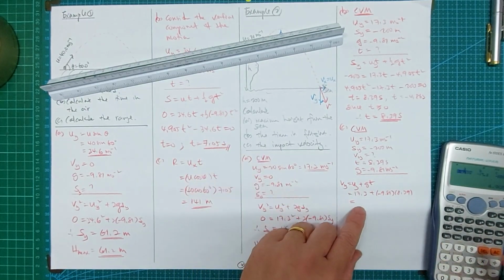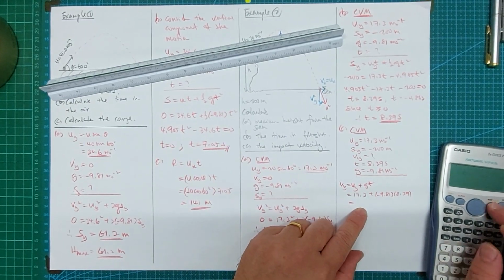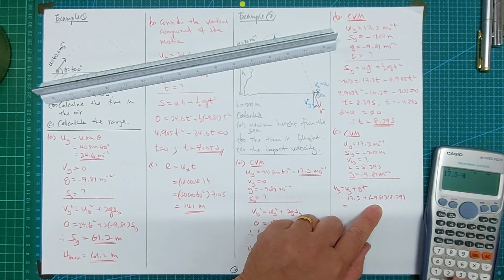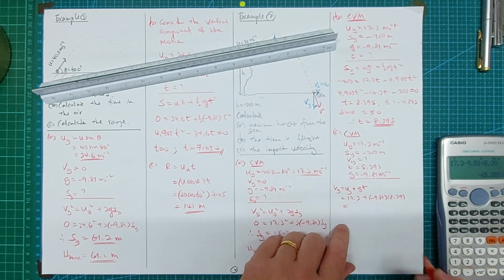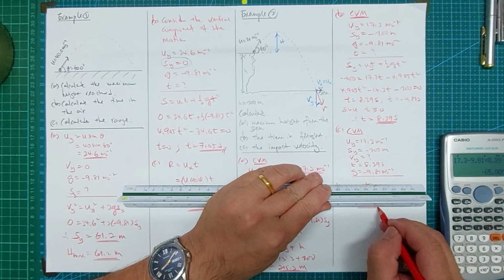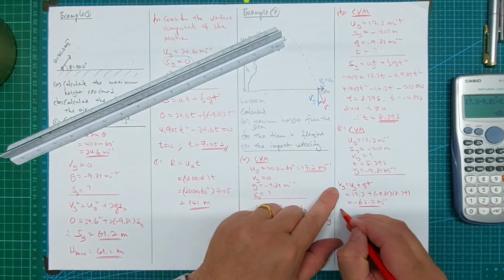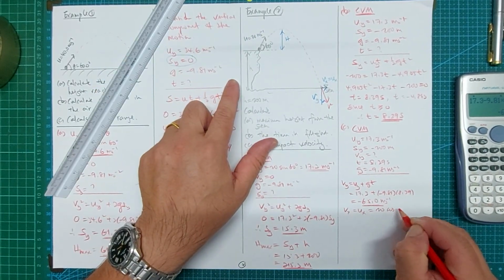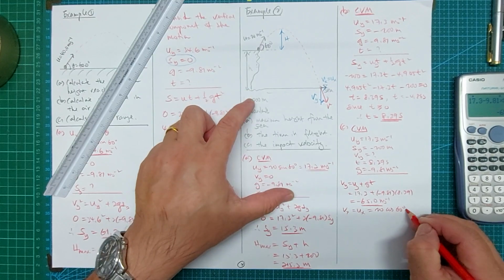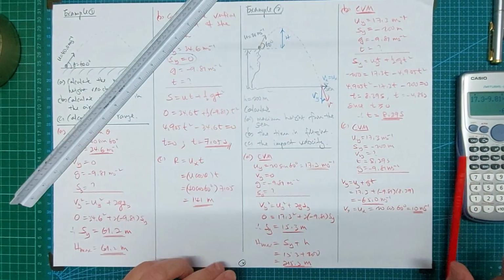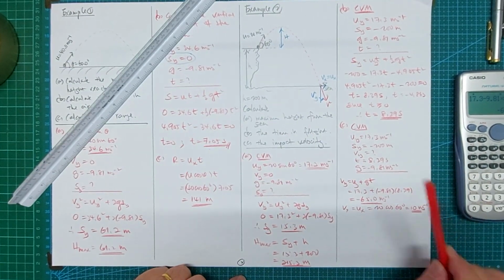Okay, see what do we get? 17.3, I have to minus this 9.81 multiplied by 8.39. Negative 65.0 meter per second. And then of course our Vx is equal to Ux, which is 20 cosine 60. So the answer will be 10 meter per second. Okay, now we draw that diagram.